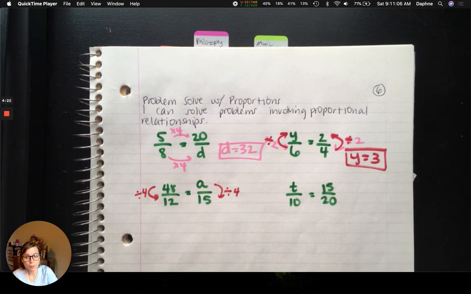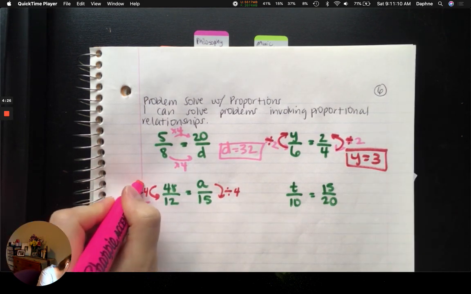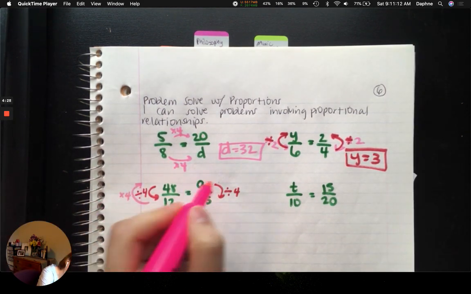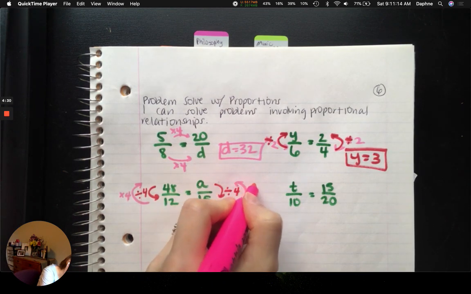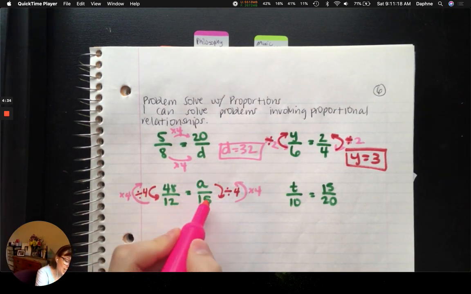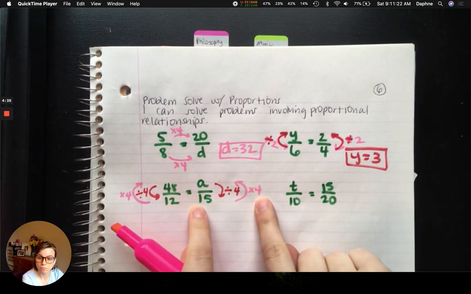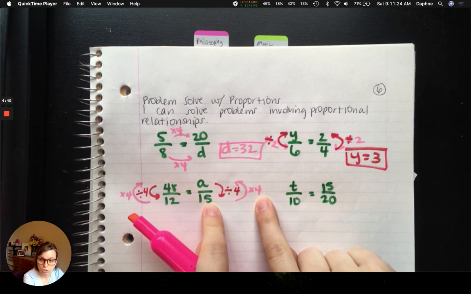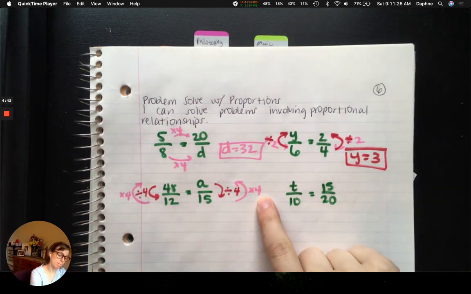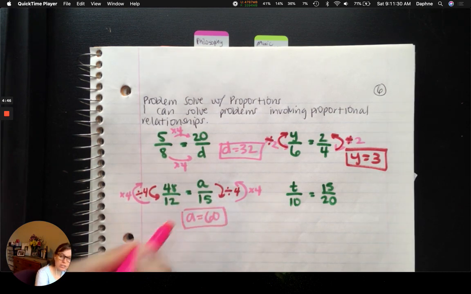Instead of division, I'm going to do multiplication. So I'm going to go up and I'm going to multiply by 4 and go up and multiply by 4. So 12 times 4 gets me 48. 15 times 4. So to do this one, what's 10 times 4? 40. 5 times 4? 20. 40 plus 20? You should end up with 60 as your missing value.